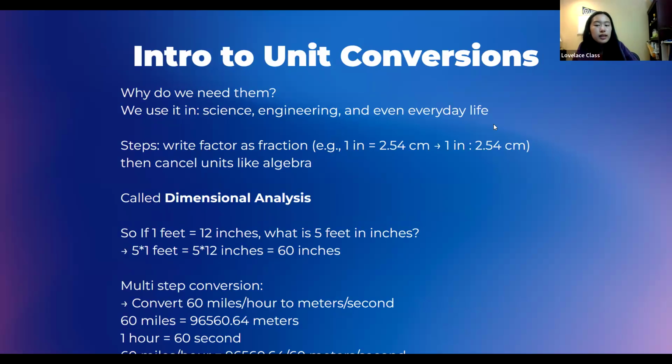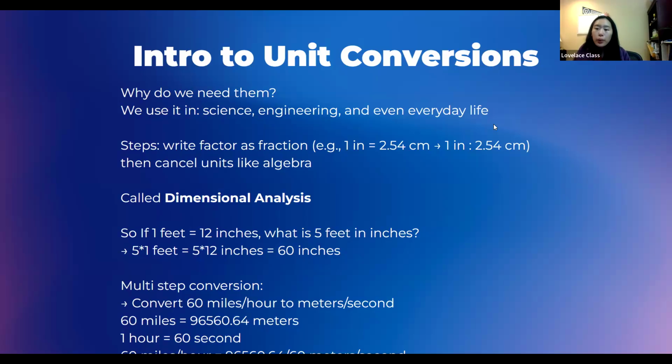So the steps for this is you want to write factors as either a fraction or a ratio, I guess. And then cancel the units like algebra. And this can be called dimensional analysis. So if you see that term, which may seem fancy, it's not really fancy. It's just converting units.